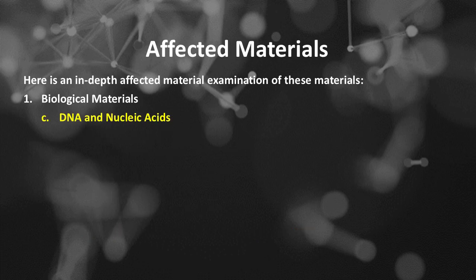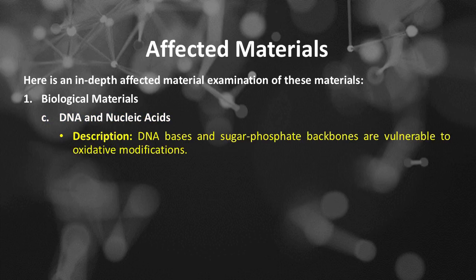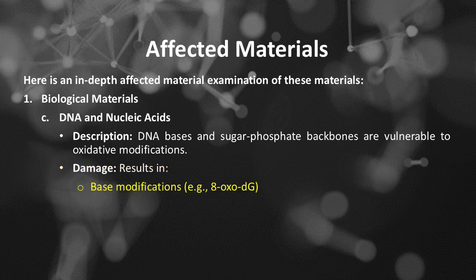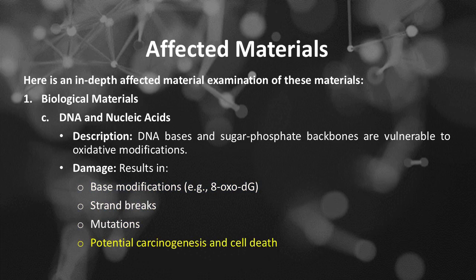Number C of biological materials is DNA and nucleic acids. DNA and nucleic acids description: DNA bases and sugar phosphate backbones are vulnerable to oxidative modifications. DNA and nucleic acids damage results in base modifications, such as 8-oxo-dG, strand breaks, mutations, potential carcinogenesis and cell death.